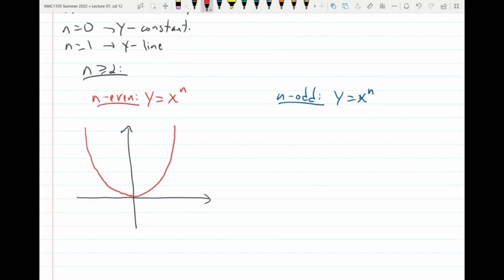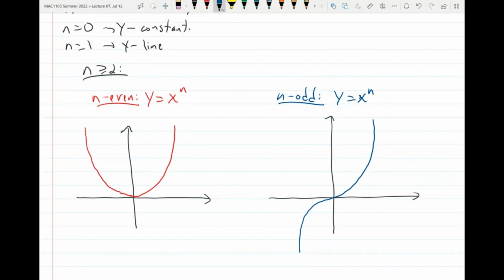Of course, the higher n is, the steeper the graph is going to be, and the flatter it is close to the x-axis, between -1 and 1. For example, this would be a larger n, and so on. But if you look at it from far away, you still get that U shape. And when n is odd, it's going to look like x cubed when you look at it from far away.